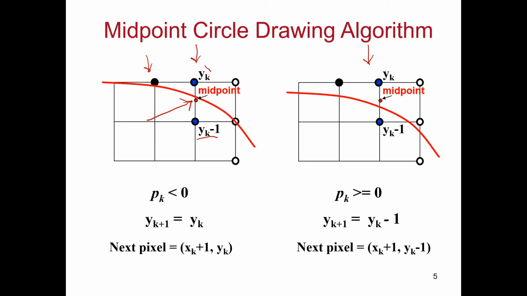Okay, and if you see this next diagram, figure 2, we have this initial pixel. The next pixel we have to choose is closer to yk minus 1. As you can see from here, it lies below the midpoint. Then we choose yk minus 1.